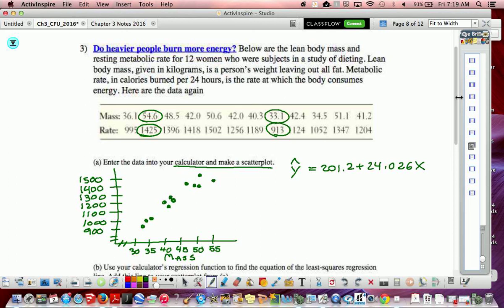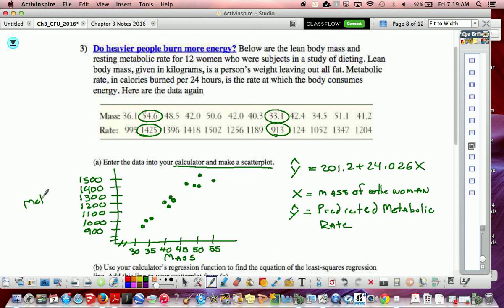Okay? So x is the mass of the woman. And y hat is the predicted metabolic rate. And over here, I forgot to put metabolic rate. Glad I caught that label there.